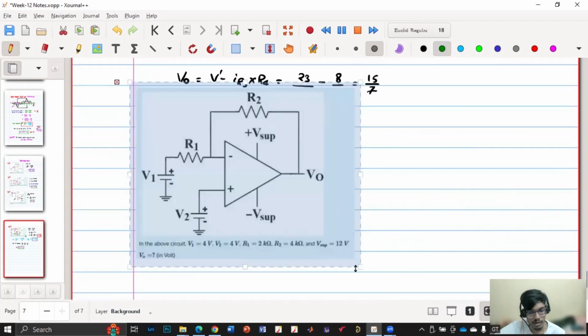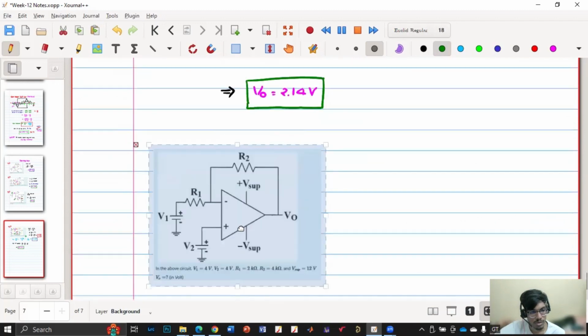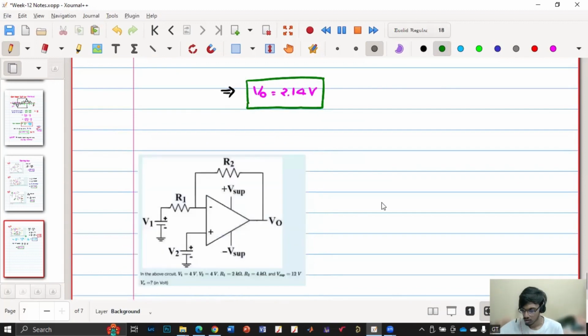This is problem 7. So first of all, these two are virtually shorted. V2 is how much? 4 volt, right? This is 4 volt. This is 4 volt. This is also 4 volt, right? And current entering here is 0. Current entering here is 0. So all the current that is flowing here will go over here, right? Agreed?